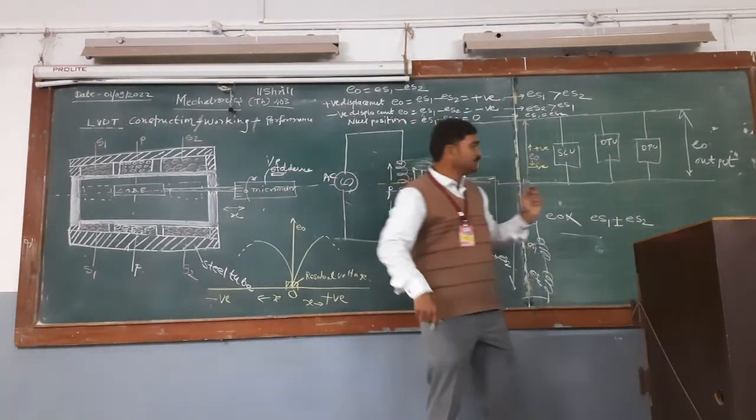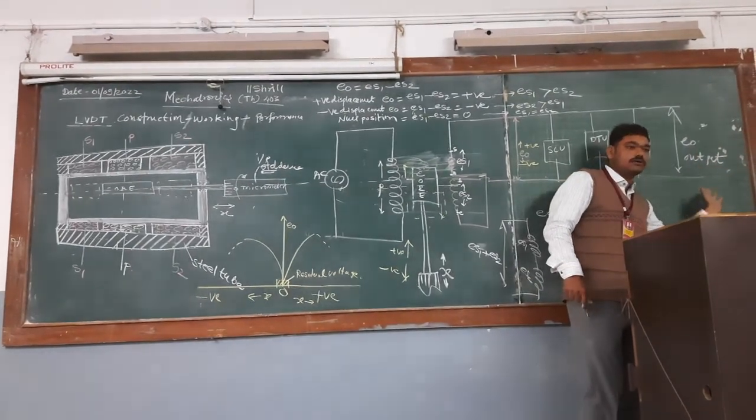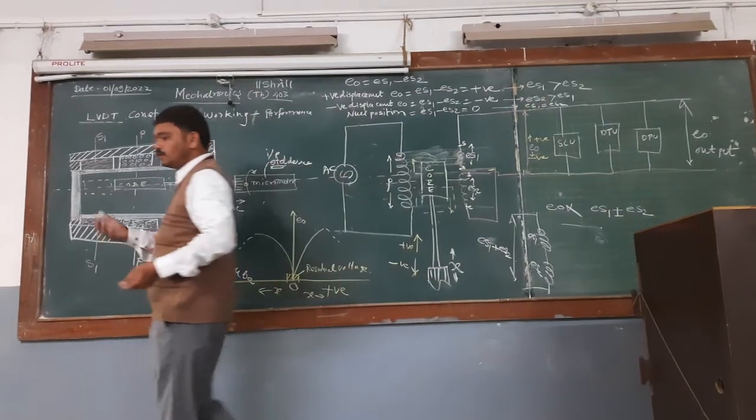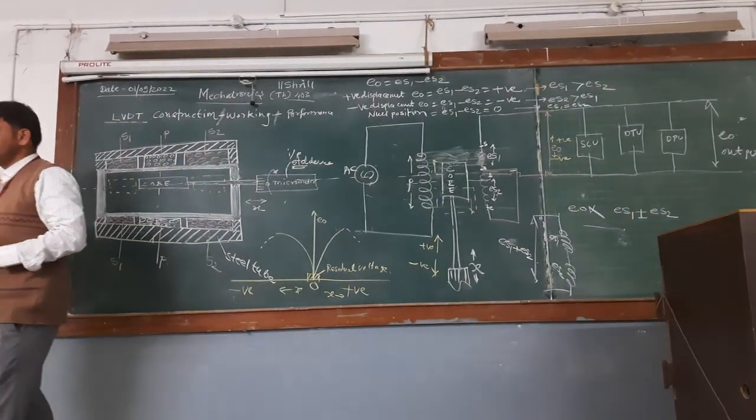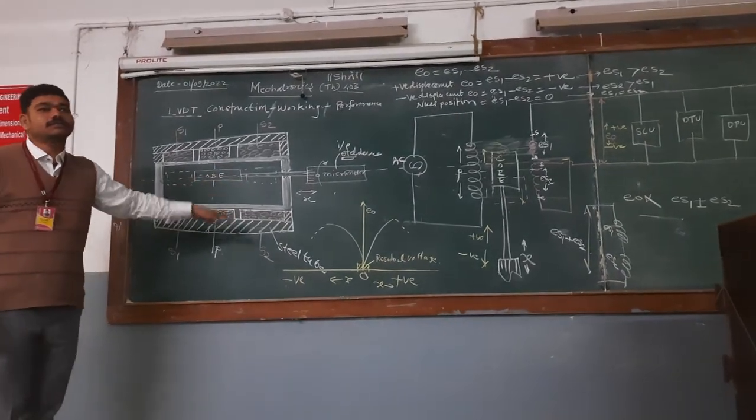Or we can connect this E0 to a computer, microcontroller or any other controller, and we can plot this output, or we can control with this output. Okay? In this way, this LVDT works. That is the construction and working.